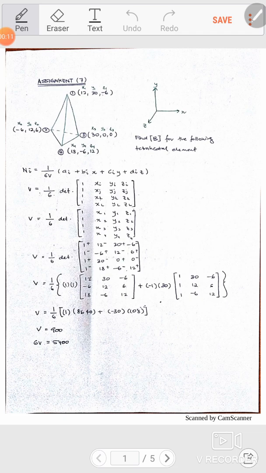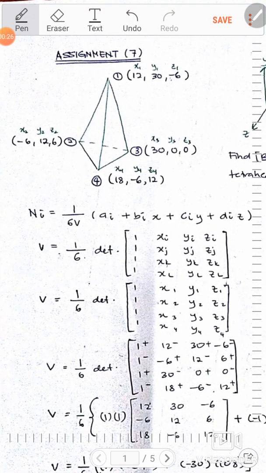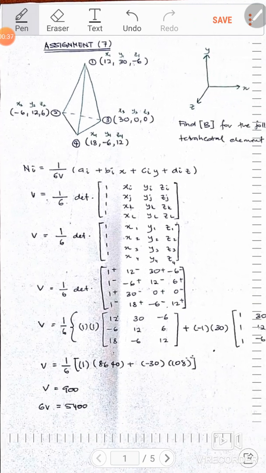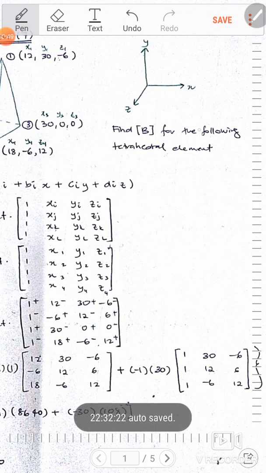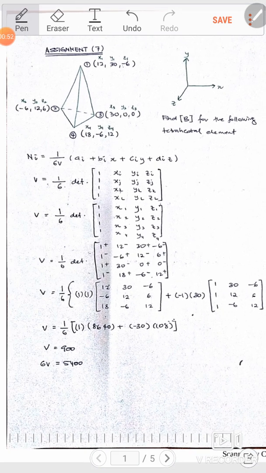Actually here we have an example about 3D solid tetrahedral elements, 3D linear. I have this shape, which is a 3D solid. 3D means each node has x, y and z, and I have the values for each direction. The example asks me to find the B matrix for the following tetrahedral element. So let's start.